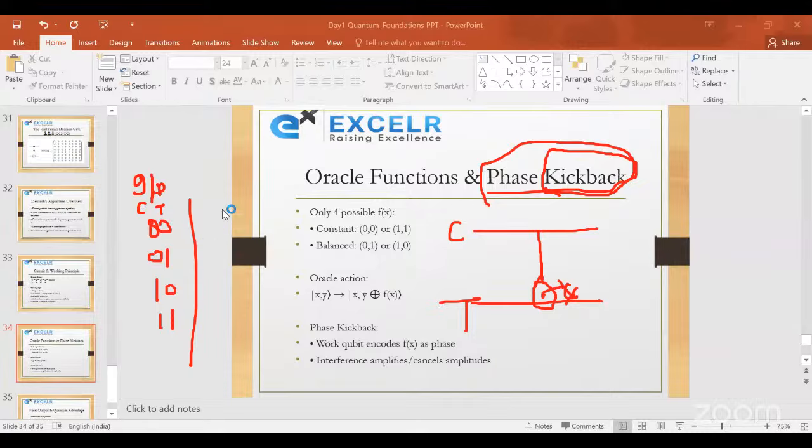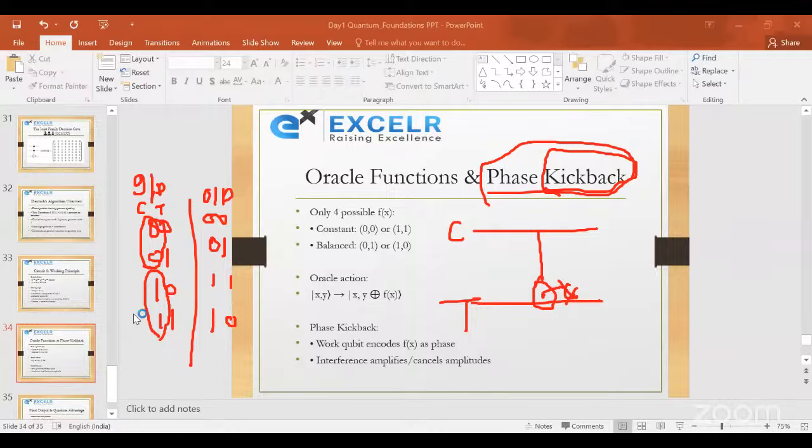So for the output, we have to see the control. Whenever the control is 0, the output will not change. That means 0, 0, 0, 1. But whenever the control is 1, the next bit will flip. That is, you will write 1 for control, but the next will flip from 0 to 1 and from 1 to 0. This is the output for that.